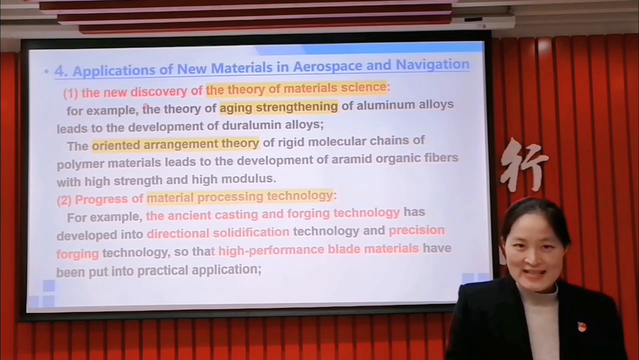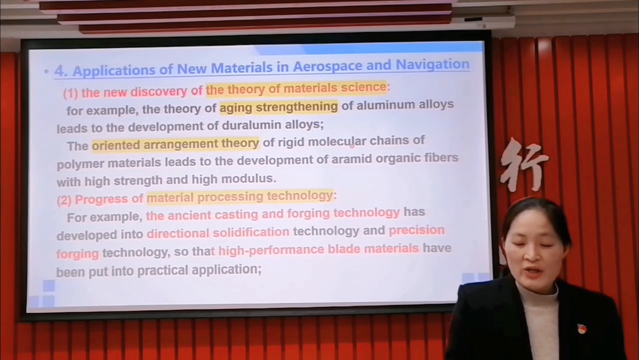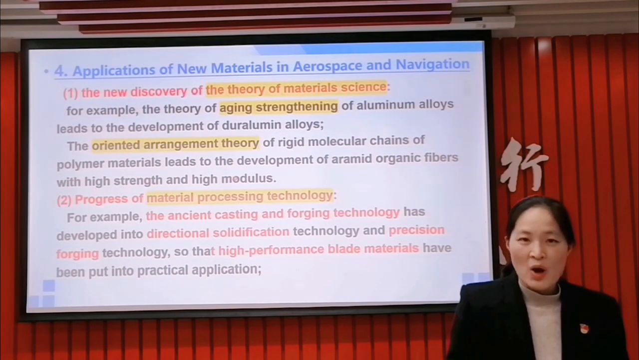First one, the new discovery of the theory of material science. Why? Let's see an example. The theory of aging strengthening of aluminum alloy leads to the development of durable aluminum alloys. And the oriented arrangement theory of rigid molecular chains of polymer materials leads to the development of aromatic organic fibers with high strength and high modulus.